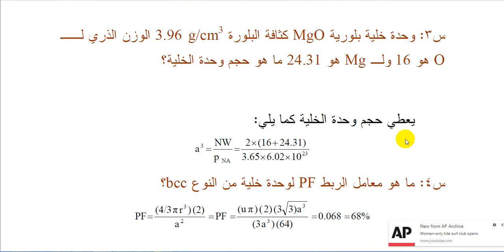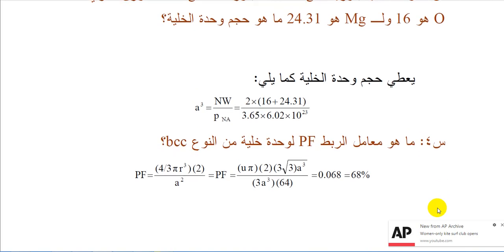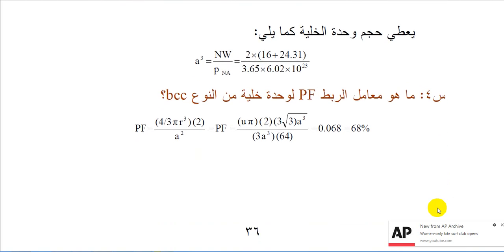Unit cell size, or unit cell volume, is given as follows. The a cubed is the lattice constant, and as you can see, 2 times (16 plus 24.31). The resultant is as follows. You can calculate the result by carrying out the division.